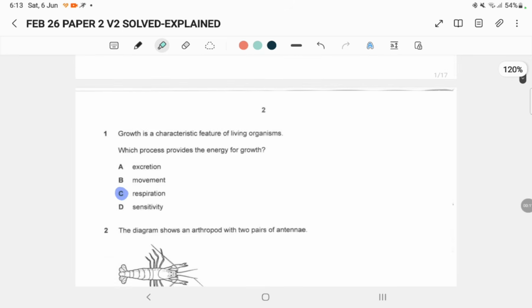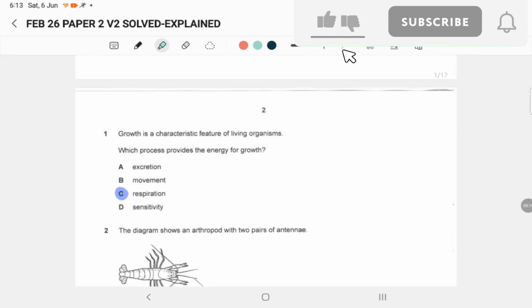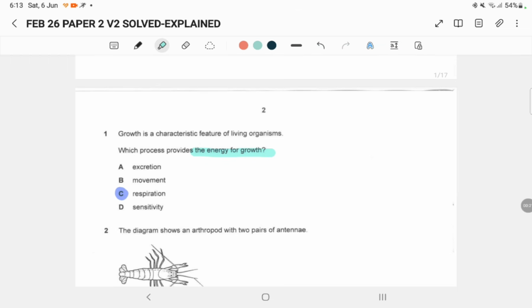The first question tells you growth is a characteristic feature of living organisms. Which process provides the energy for growth? Well, the process that provides energy for growth is respiration. And we know that respiration involves metabolic reactions for the whole body, right? It provides energy by breaking down glucose, okay?